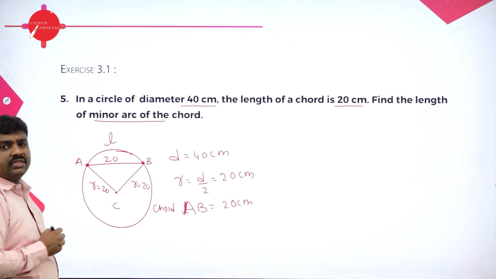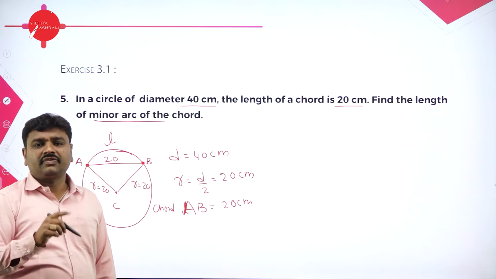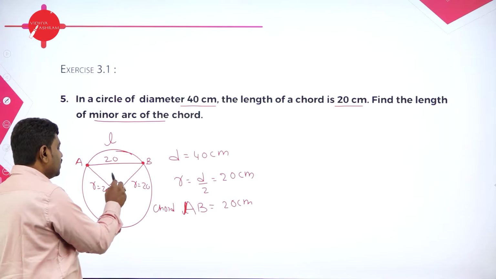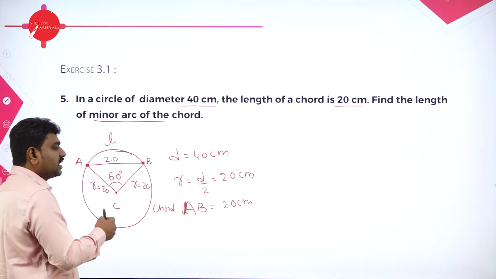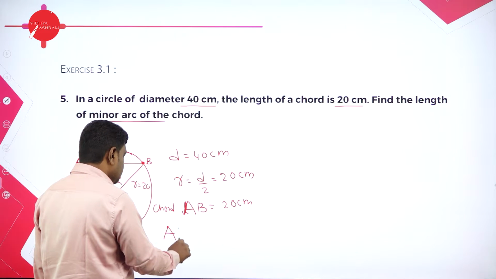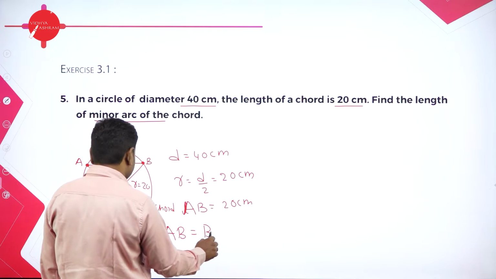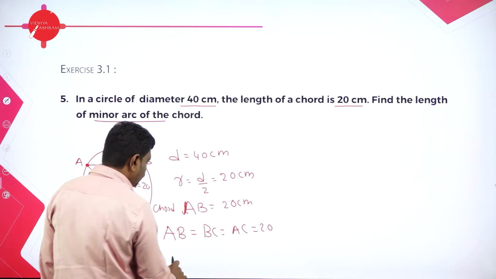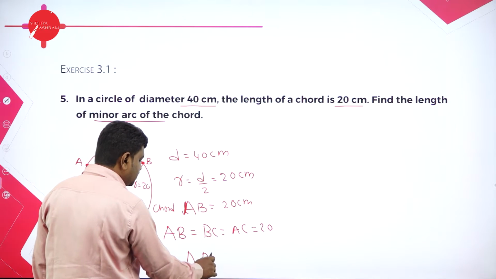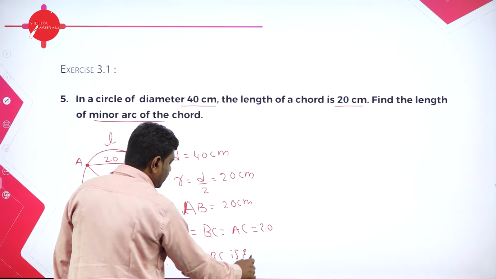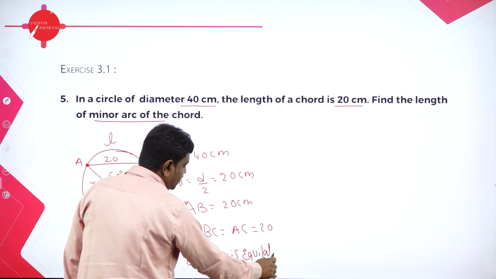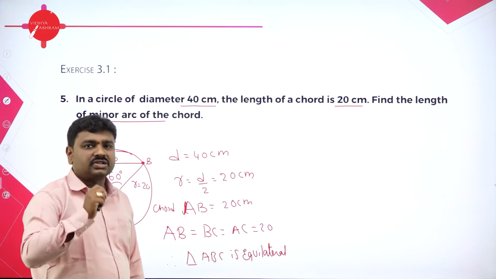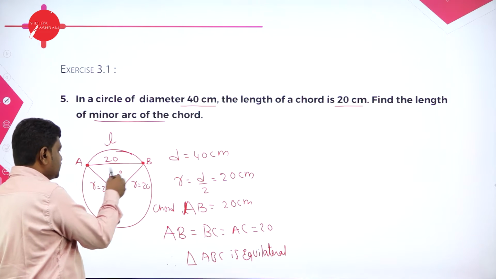What is this triangle called? The triangle is an equilateral triangle. If all sides are equal, we call it an equilateral triangle. Now I got an equilateral triangle. So what is the angle? Every angle is 60 degrees. They have not given it directly, but here I can say AB is the same as BC is the same as AC, because BC and AC are radii. All are equal to 20. So triangle ABC is equilateral. An equilateral triangle is a triangle in which all sides are equal, and all angles are also equal. Each angle is 60. This is 60, this is 60, this is 60.